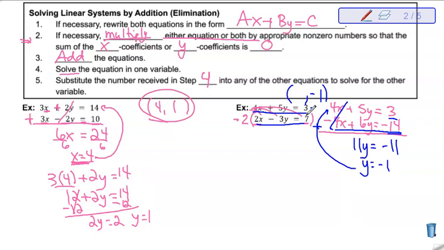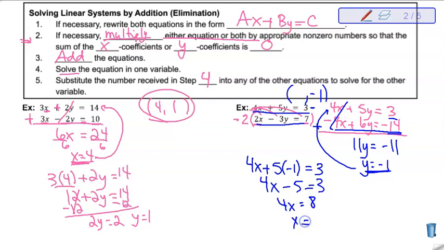So I'm going to place negative 1 in for y. I start with 4x plus 5 times the negative 1 for y equals 3. I multiply positive 5 times negative 1, which gives me a negative 5 equals 3. And I'm 2 steps away to get my x. So when I add 5, I get 4x equals 8 and x equals 2. Therefore, the solution for this system is 2, negative 1.